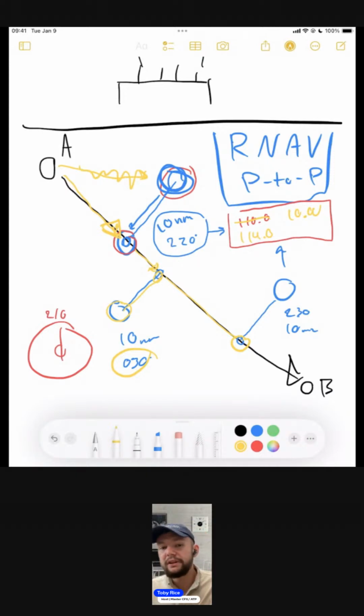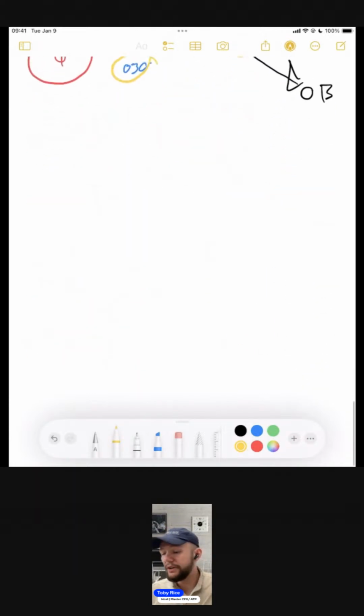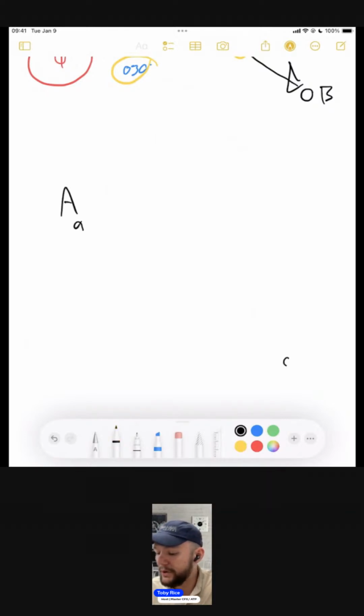Now, we don't typically use this type of navigation today because we have GPS and other types of RNAV, area navigation systems. But this is how the original RNAV was designed to work. And it's very, very cool. But of course, nowadays, we don't have to use any of that. We can just use GPS, and the GPS can take us direct from A to B without any problems.